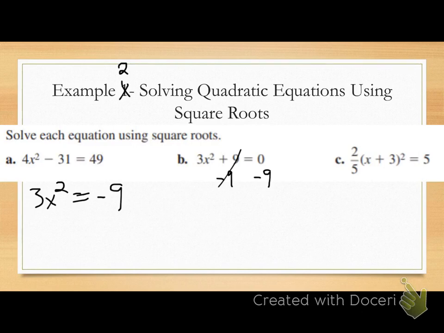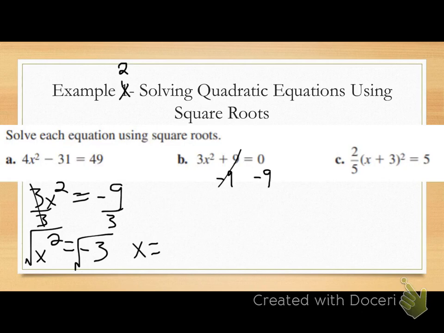What's my next step to get x by itself? Divide both sides by 3. X squared equals negative 3. And how do I get x by itself now? Take the square root of both sides. So what would x equal? Square root of 3, and then negative 3. Huh? I'm sorry, I can't hear you. Like put the square root and then negative 3.